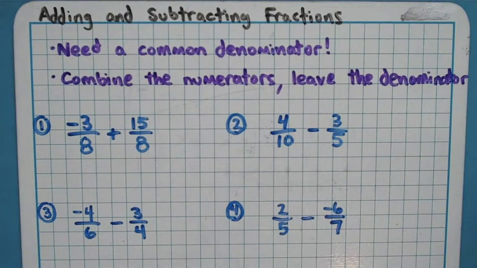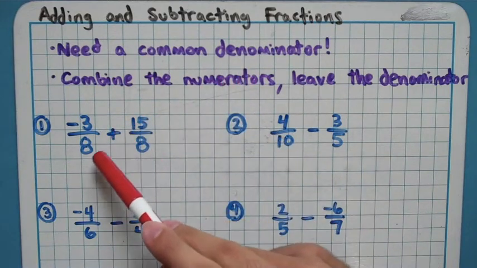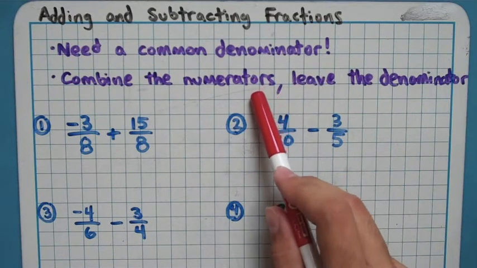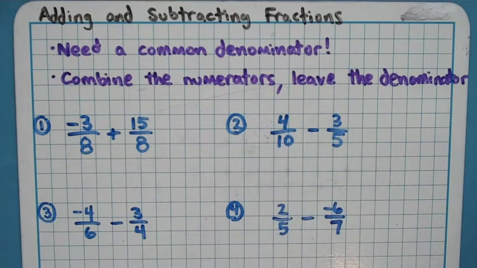So as you saw in the last video, multiplying and dividing fractions really isn't too bad. You just go straight across, and it's a pretty good process. Adding and subtracting fractions is slightly more complicated because you do need to have a common denominator. A common denominator means that the bottom numbers in your fractions have to be the same before you can do the problem. All you're going to do is combine the tops, the numerators, and leave the denominator the same.